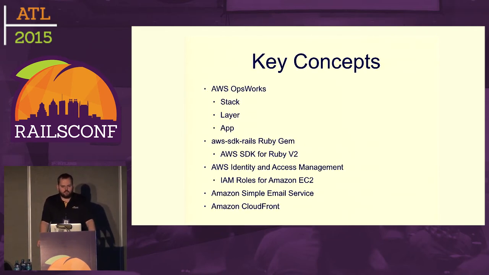So I think we already talked a lot about these, but just a review of some of the key concepts we're going to talk about. AWS OpsWorks uses Chef to help manage and configure your AWS instances. We talked about the concepts of a stack and layer. There's also a concept of an app, which contains all the configuration needed to deploy your application to your instances.